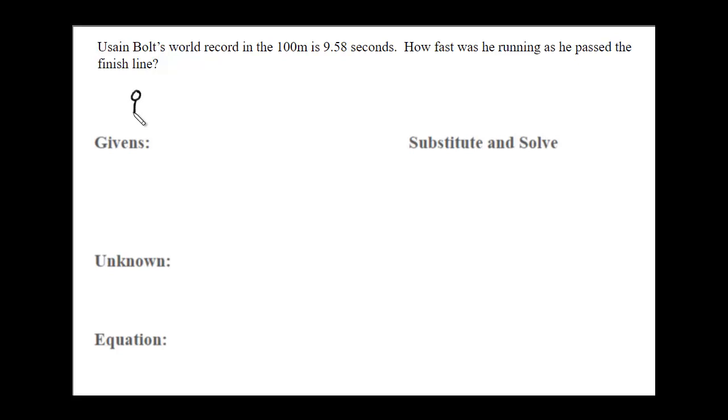Usain Bolt started here, and we know something about Usain Bolt right here. His velocity initial is 0 meters per second, and here's the reason why. He's starting at the starting line. When the gun goes off, he runs in this direction until he gets to the finish line, which is right here.